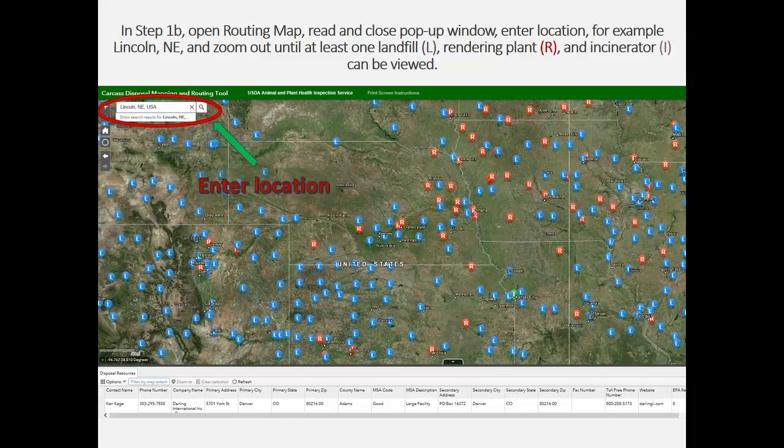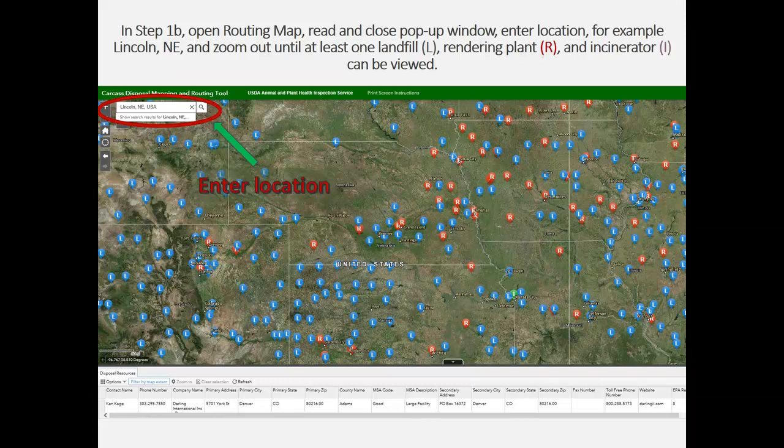There's also a table at the bottom of the map, and this table would have a list of every facility, landfill, rendering, and incinerator on that map. It would include a contact name and phone number, address, and you can contact those folks.